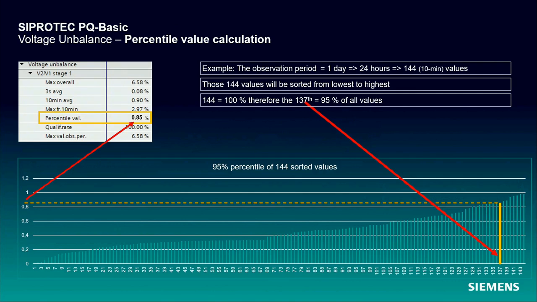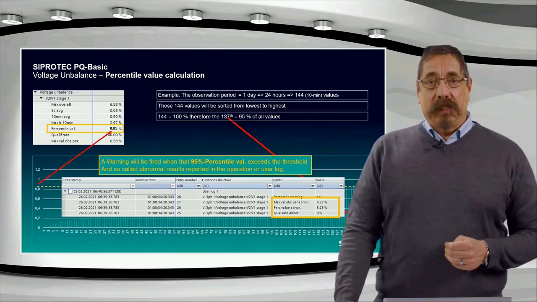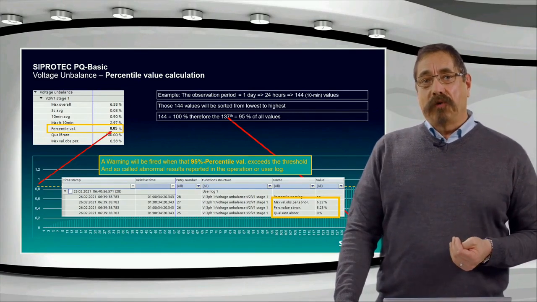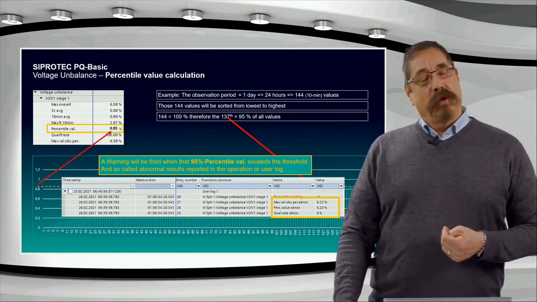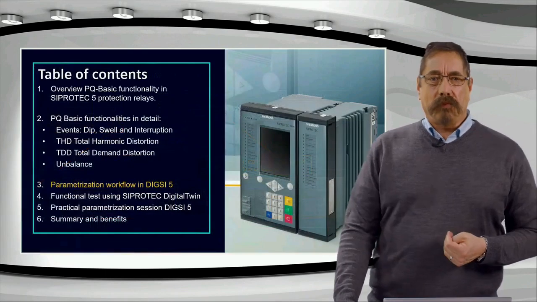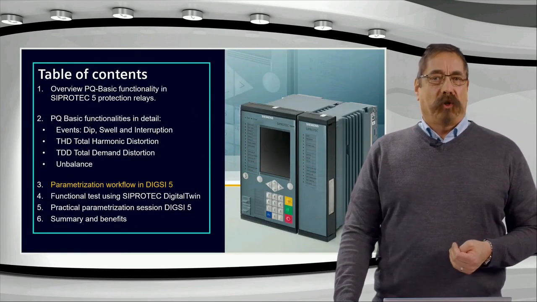In case the 137th value exceeds the threshold, then a warning will be fired, and in the user log, the max value, the percentile value, and the qualification rates are reported with a suffix abnormal. Okay, that was the BQ Basic details, the last and most powerful functionality from the evaluation as well as from the result reporting point of view. In the following chapter, I will introduce how to parameterize BQ Basic.